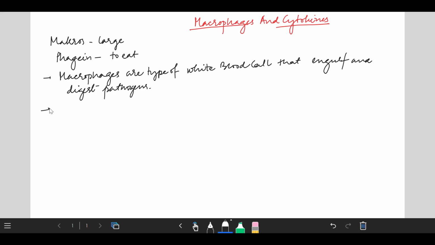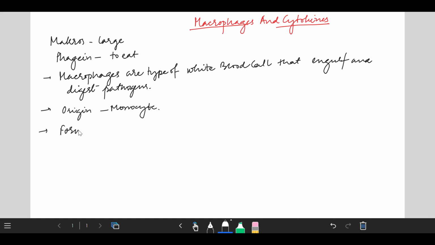Okay, now they actually originate from monocytes that leave the circulation to differentiate in different tissues. Okay, so they originate from monocytes.